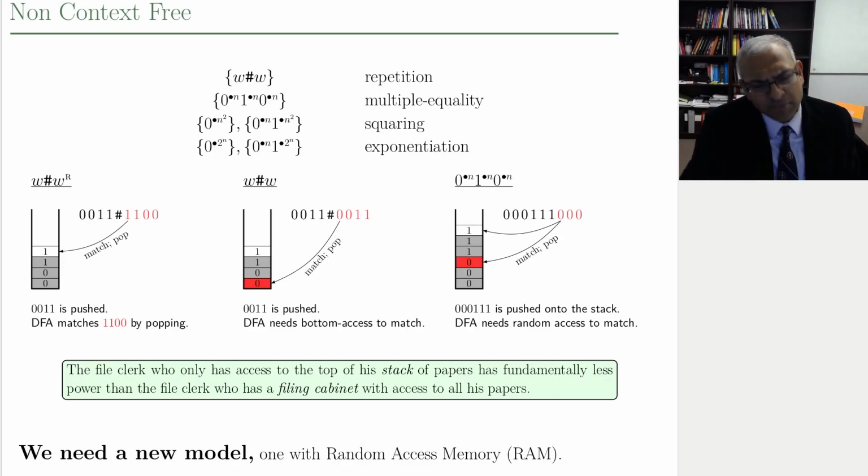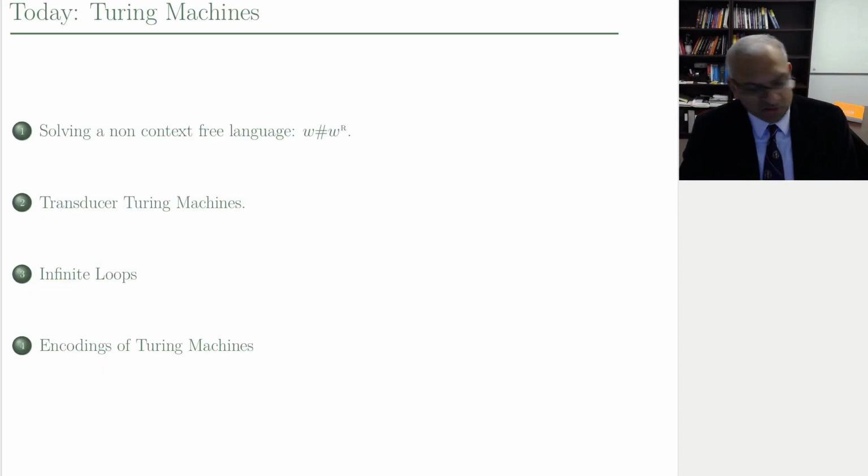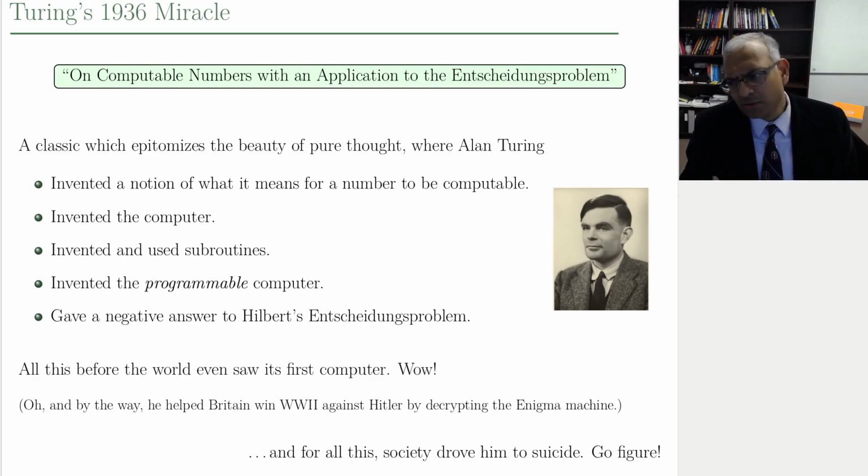And so that's going to be our cue to how we enhance the model and end up with the Turing machine. We want a new model which is basically a DFA, but the memory is not stack memory, but random access memory, or what we like to call RAM. These are the machines that Turing invented, and nothing has really changed in any significant way since he invented them.